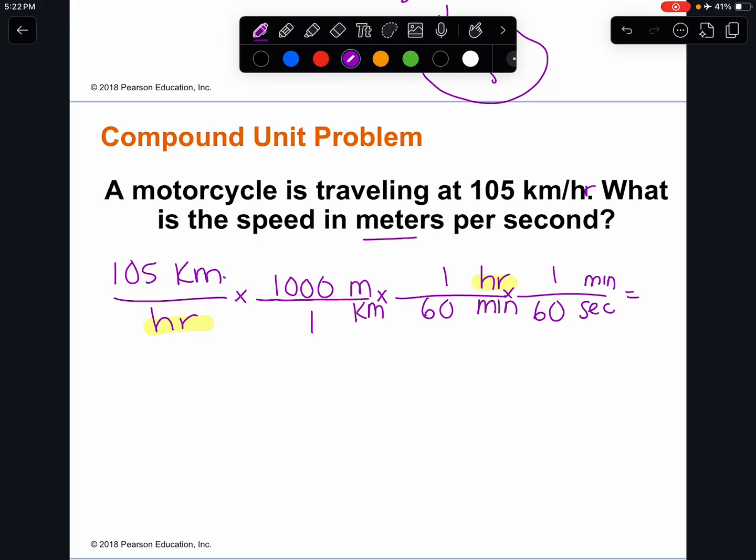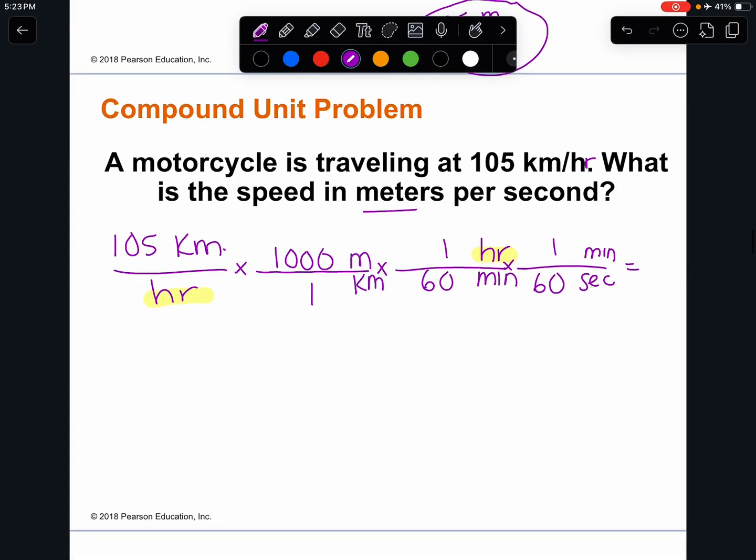Okay? Now, how I would do the math, I'd take 105 times 1,000, get an answer, divide by 60, get an answer, divide by 60. Okay? Again, many other ways to do this. When I do that math, my answer ends up being 29.2 and that is meters per second. Okay.